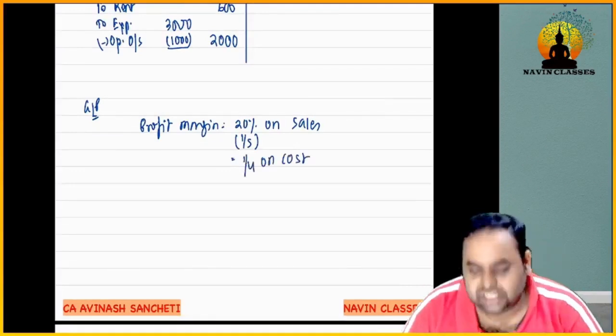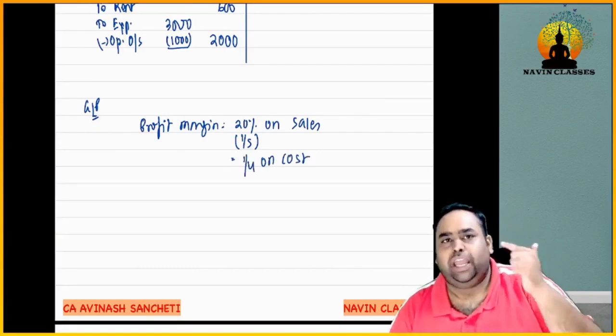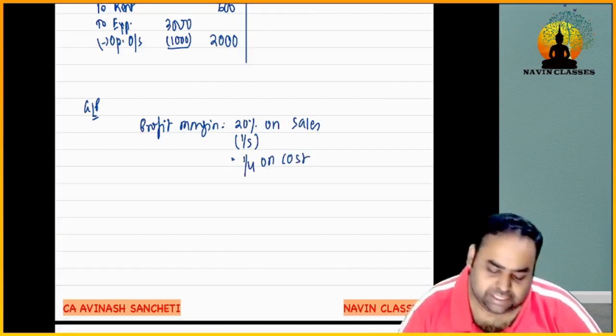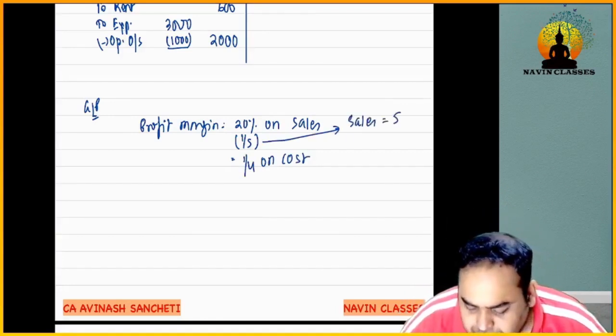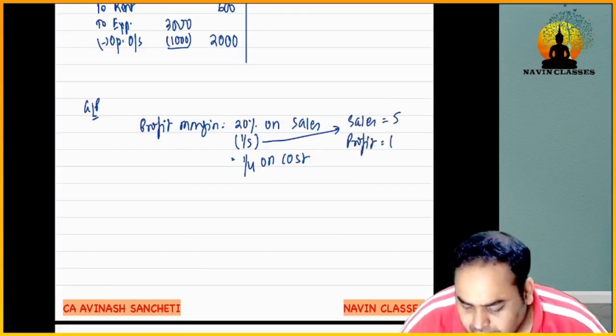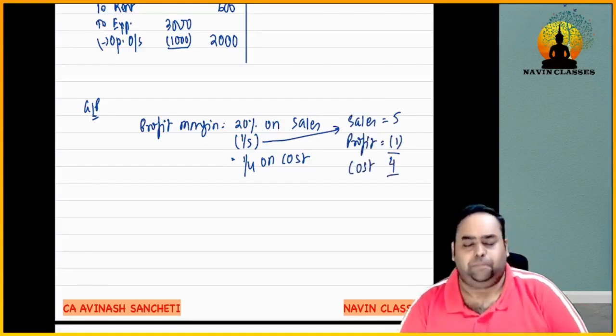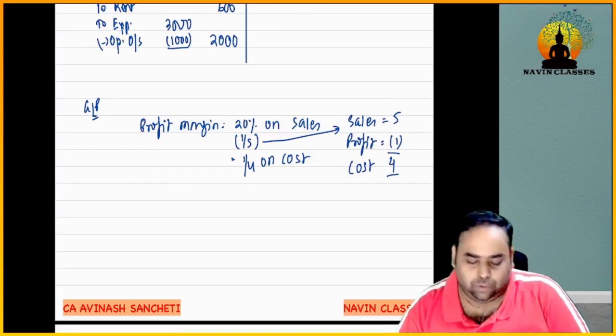To go from sales to cost, subtract the profit. A profit of 1 rupee on sales of 5 rupees. This 1/5 means 1 rupee profit on 5 rupees of sales. Okay, students. If there is a profit of 1 on sales of 5, then what will be the cost? 4 rupees. So profit on cost 1/4.